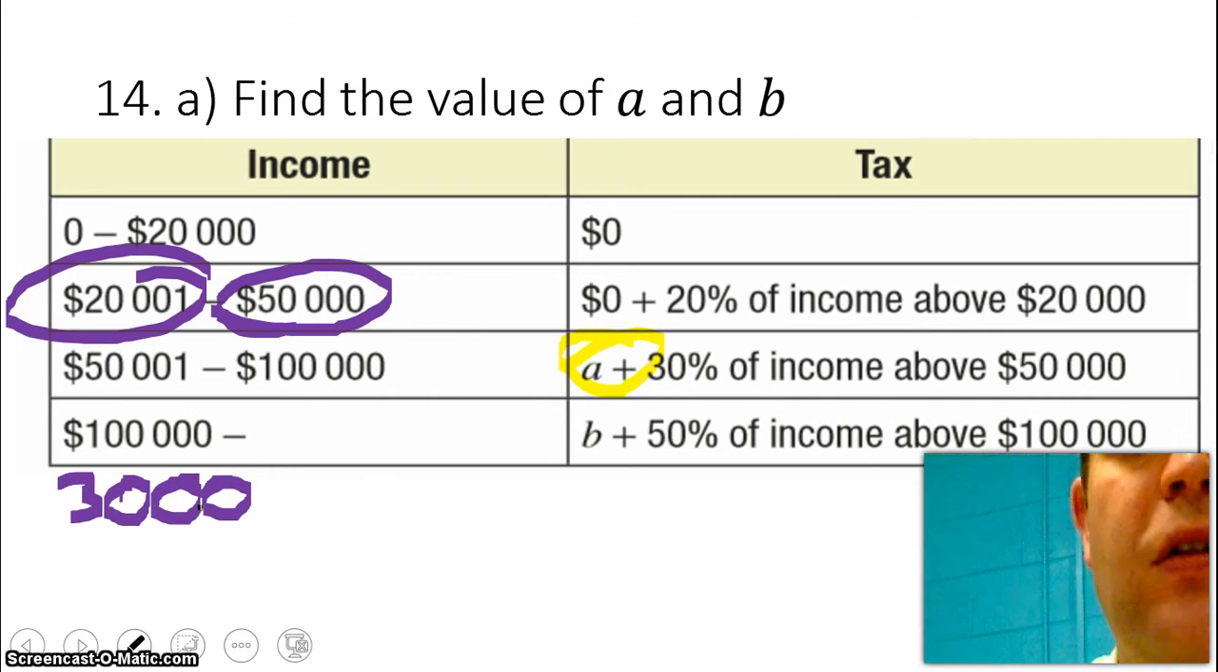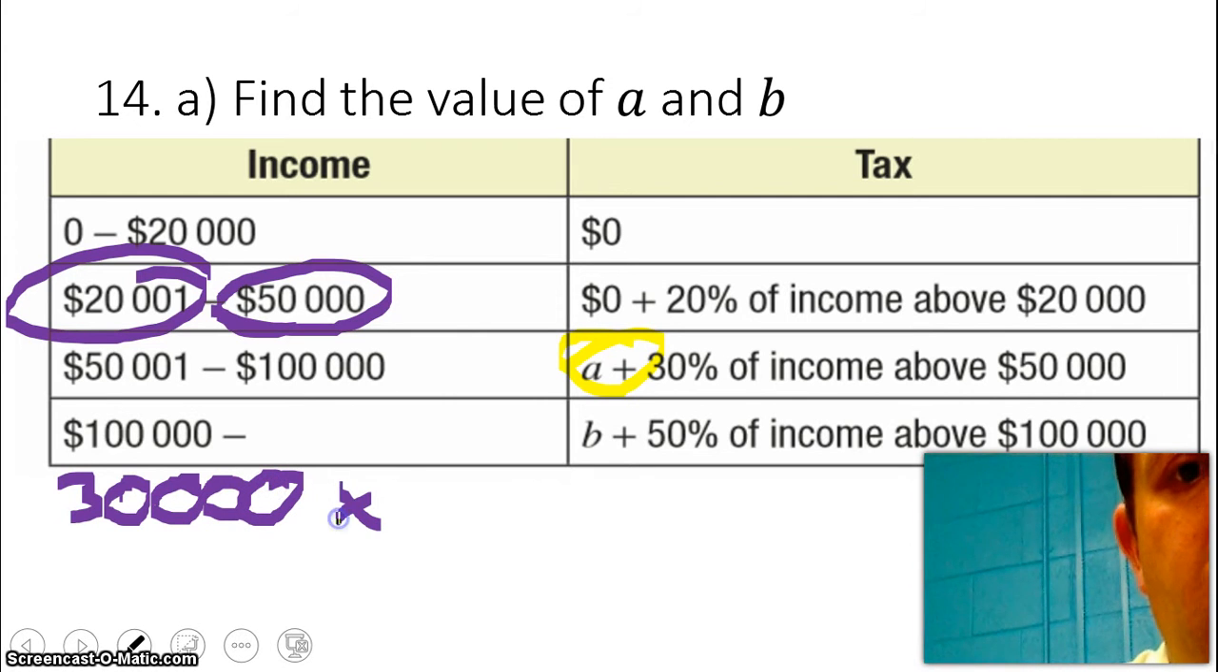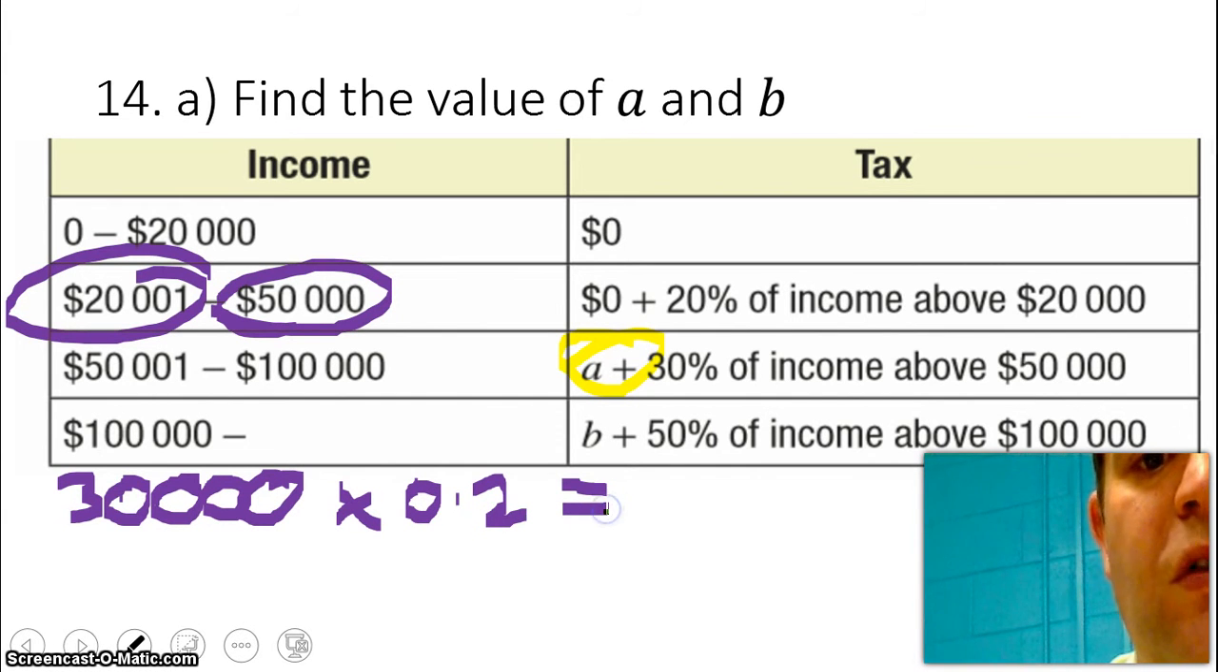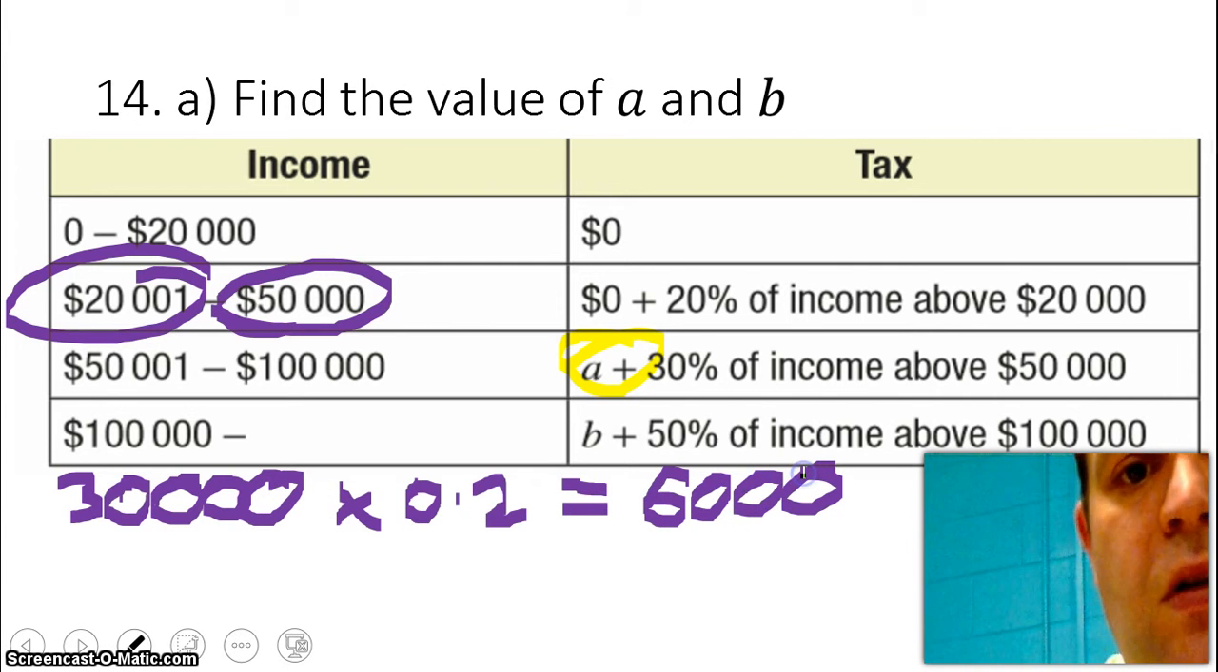So $30,000 that we're paying 20% on, times 0.2. So 10% of 30,000 is 3,000. So we've got two lots of 10%, which is 6,000. So A here equals 6,000.